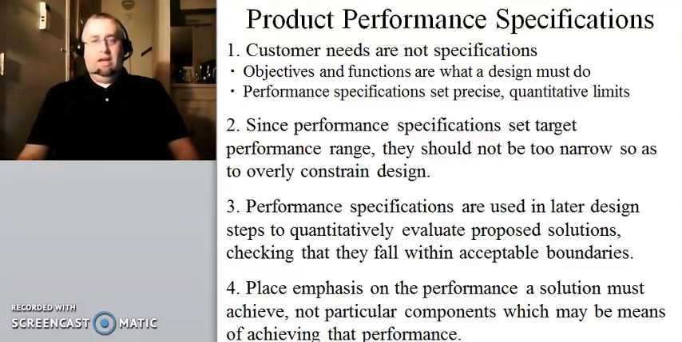The third attribute is performance specifications ultimately are used later on in the design process, and we'll see that in future lectures. They're used later on in the design process to quantitatively evaluate proposed solutions. And really what you're doing is you're using the range of the specifications that are set in this stage of the design process, and you're comparing the performance of possible solutions to those specification ranges. So does a particular solution fall within that range? And if it does, then it's a viable solution, and if it doesn't, then you have to throw it out or at least discount it compared to other possible solutions.